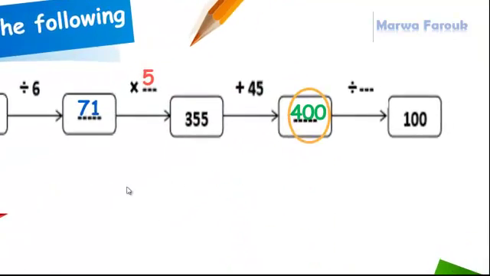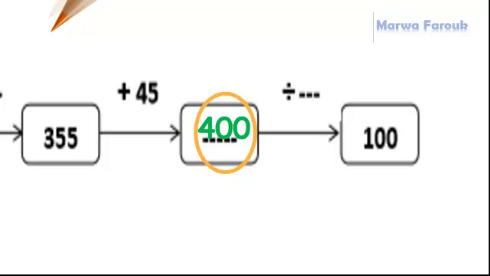Okay, now the last one. I have 400 divided by what equals 100. I will write it: 400 divided by what equals 100. I have division. I have a missing number in the middle. So I'm going to divide 400 by 100.